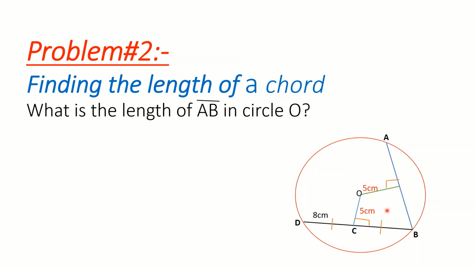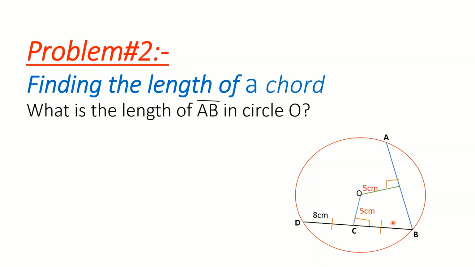So how can I find the length of AB when DC is given in this situation? We know that if chords are equidistant from the center, then they are congruent. Since the distance from AB to the center is 5 centimeter, and again the distance from chord DB to the center is 5 centimeter, that means they are equidistant. Chord AB and DC are equidistant from the center, which means AB is congruent to DC.